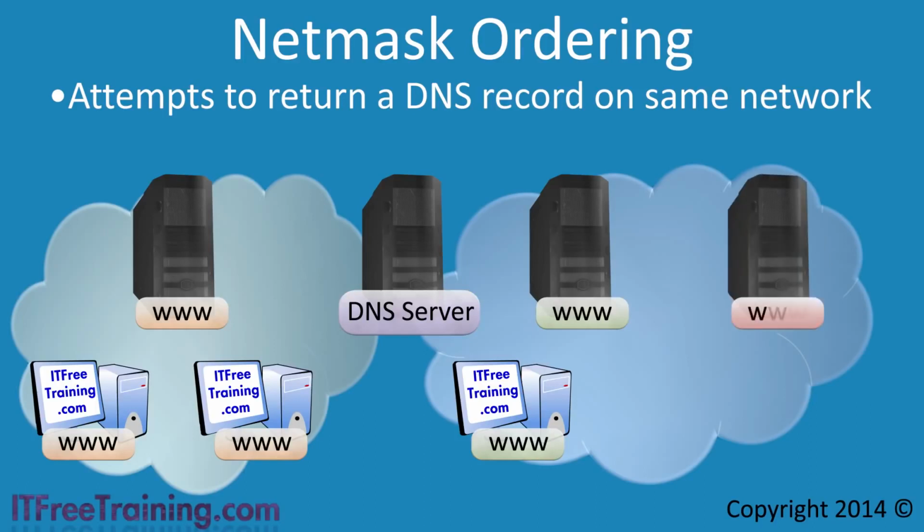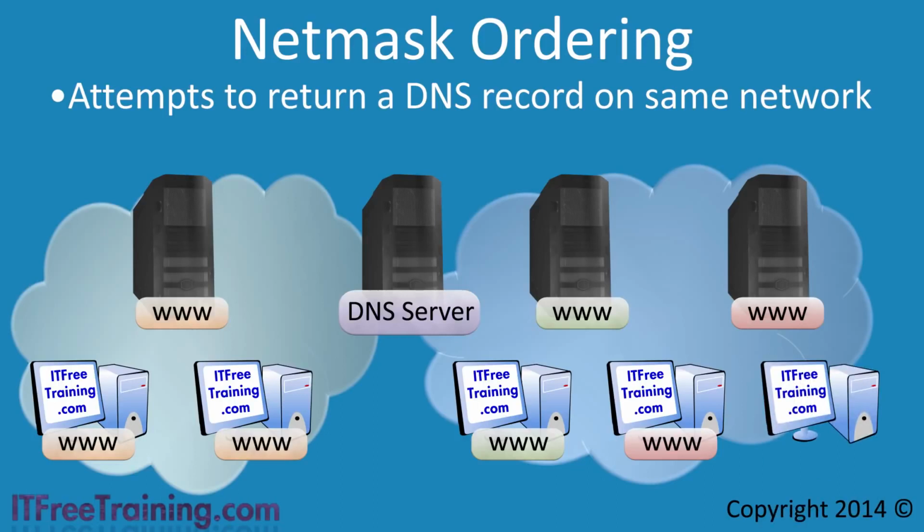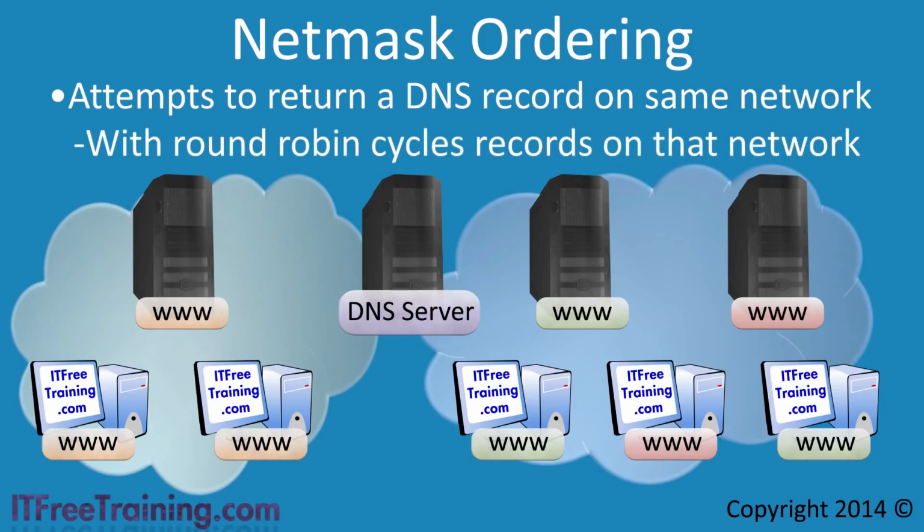If I add a second server to the second network, and then add a second desktop to the network, this time, when the second desktop requests the address of the web server, it will receive the address of the second web server on that network. If I add a third desktop, notice that when it requests the address of the web server, it will get the address of the first web server on the network. So essentially, when Netmask Ordering is enabled and Round Robin is enabled, all the DNS records for that network will be cycled through. You can see how Round Robin and Netmask Ordering can be used together.